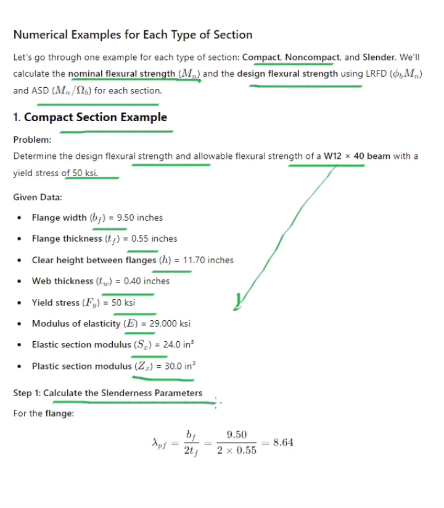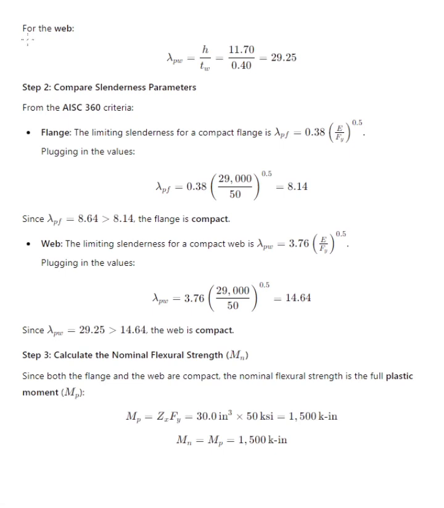The first step is to calculate the slenderness ratio parameters. For the flange, substitute the values and you will get 8.64. For the web also you can calculate. Once you put in this h by dw value, you get this value. Then compare the slenderness parameters with the limiting values. For the flange, the limiting slenderness for a compact flange is this value. Plugging in the values, you get 8.14.